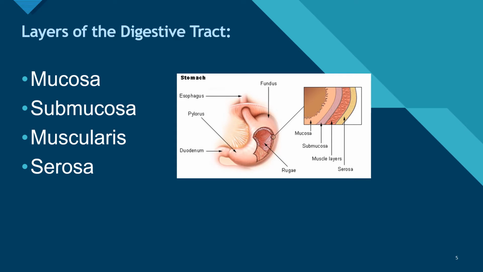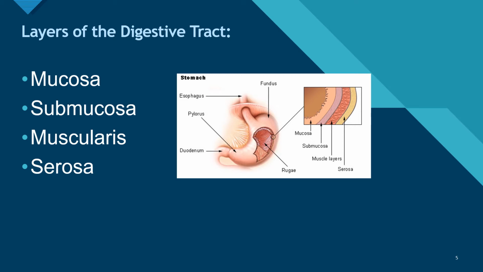Next, we have the submucosa, which is a loose connective tissue that lies beneath the mucosa, and it contains some blood vessels and some lymph nodes. Next we have the muscularis, which is the smooth muscle layer, and there's actually two layers in this section. So we have the inner, which is a circular layer, and then the outer, which is a longitudinal layer. And then the stomach also has a tiny third layer, which is where our oblique muscles are.